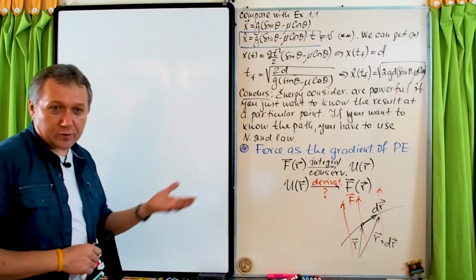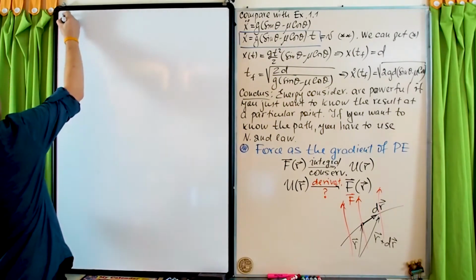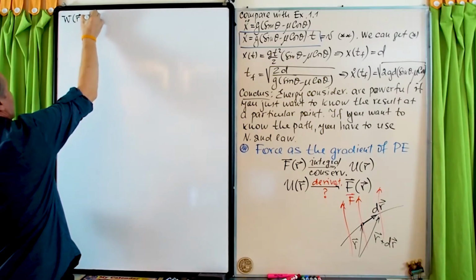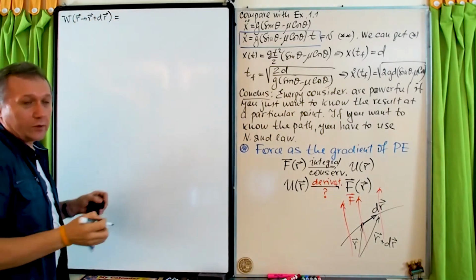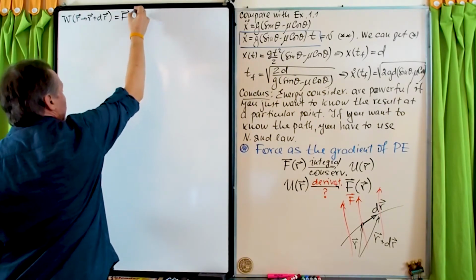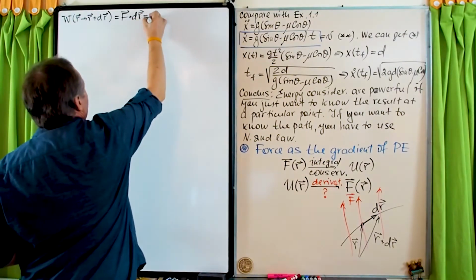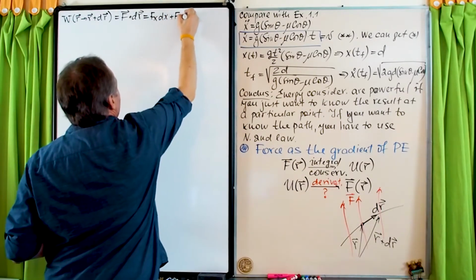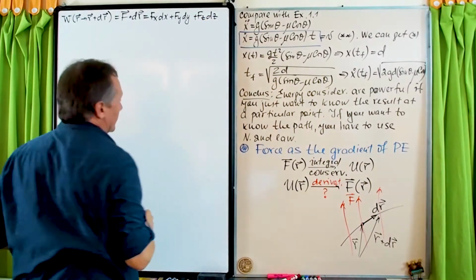And let's calculate the work done over this infinitesimally small displacement. So work, as the system moves from r to r plus dr, will be F dot dr. We can write it in component form: Fx dx plus Fy dy plus Fz dz.